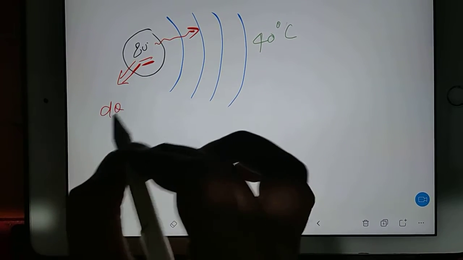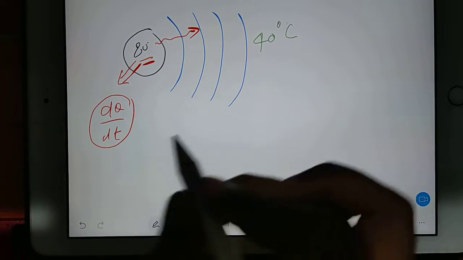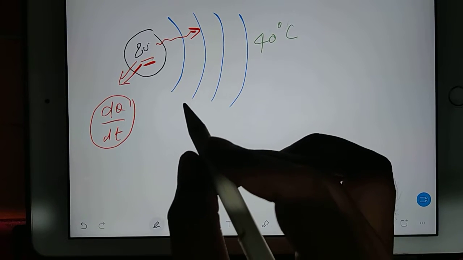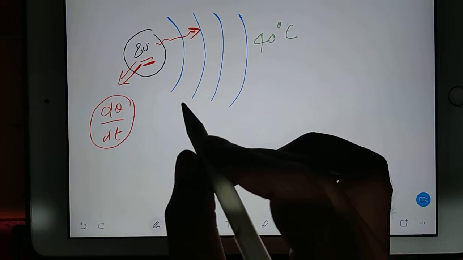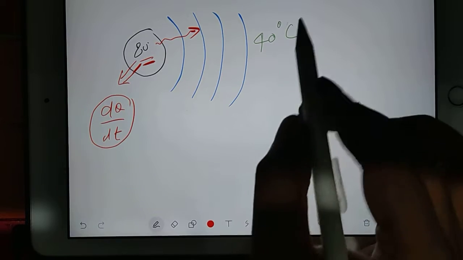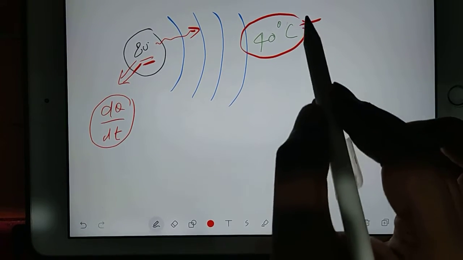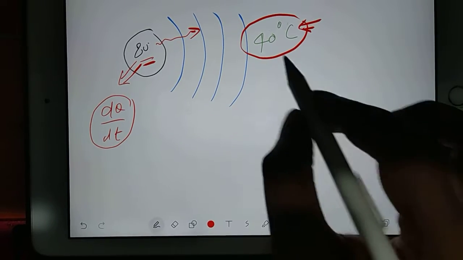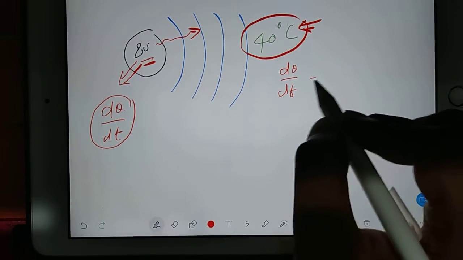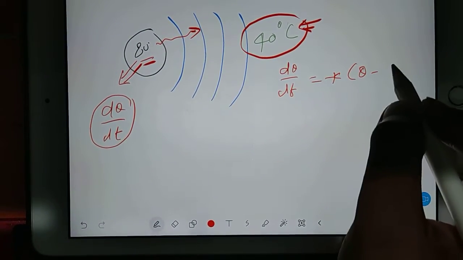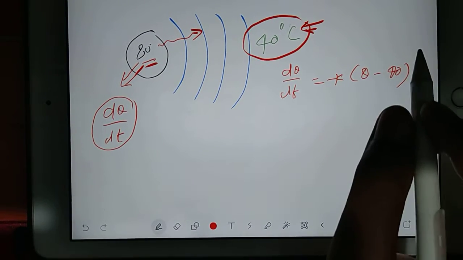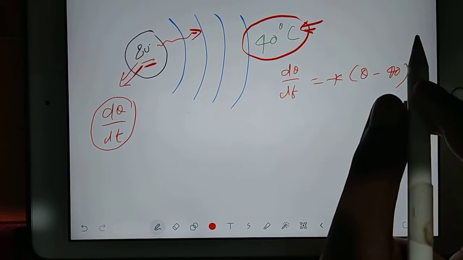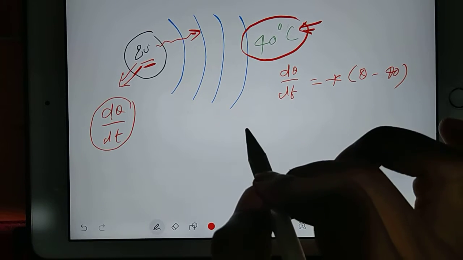So in the equation, what is d theta by dt? This is telling you how fast the body is losing temperature, the rate of change of temperature, right? And what is this 40? This is the constant surrounding temperature. So you have the equation d theta by dt is equal to minus k times theta minus 40. In this equation, you have to fill in all the variables.